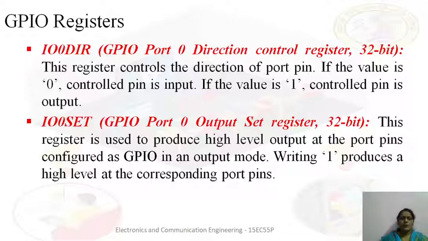Next is IO0SET, that is the GPIO port 0 output set register, 32 bit in size. This register is used to produce a high level output, that is logic high, at the port pins configured as a GPIO in an output mode. So writing 1 produces a high level at the corresponding port pins.